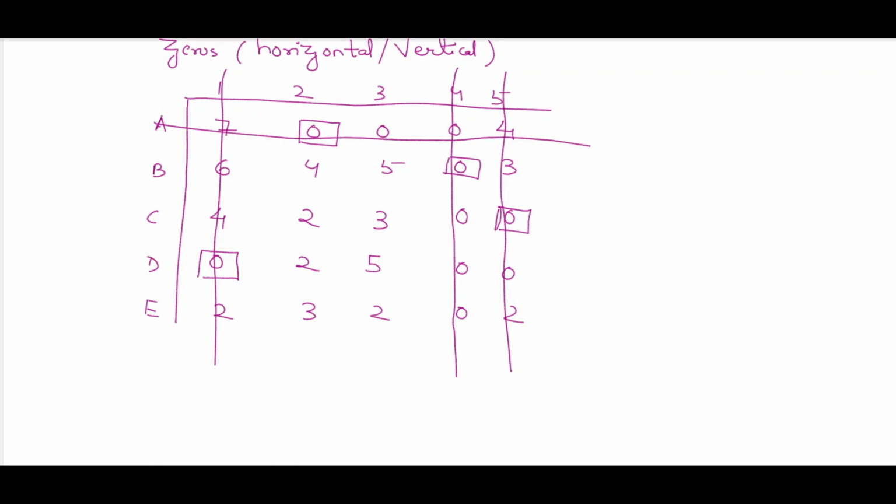That means this zero has been already crossed. Now you can see that all zeros have been crossed. And how many lines have we drawn? 1, 2, 3, 4. So capital N stands for the number of horizontal or vertical lines to cover all zeros. Here in this case it is 4.